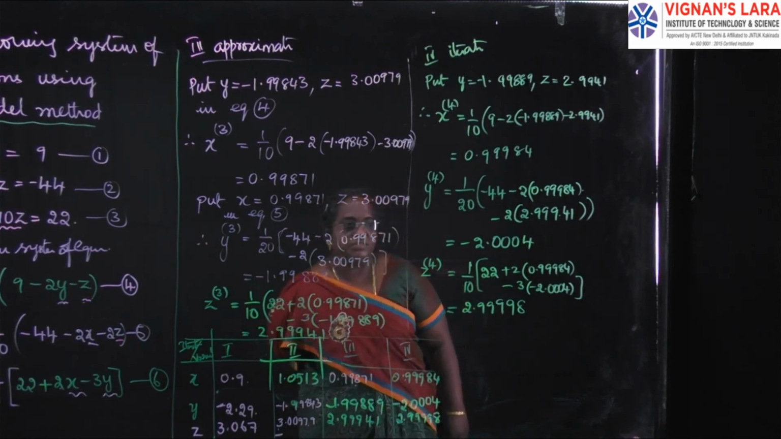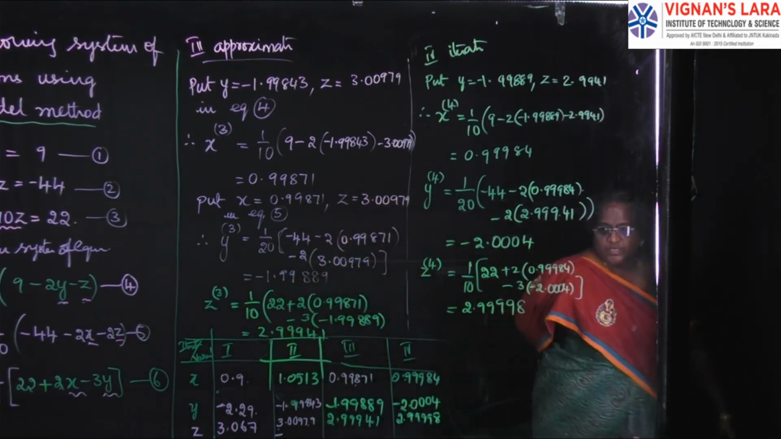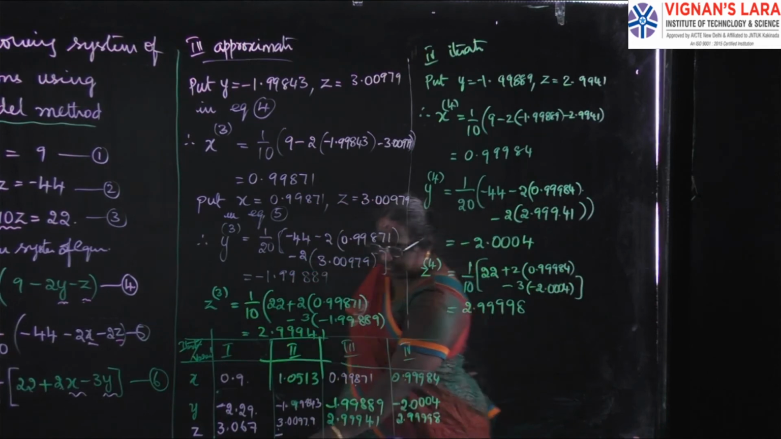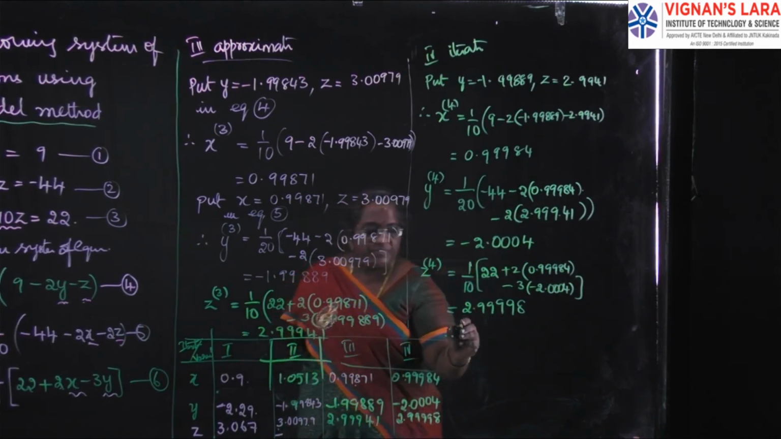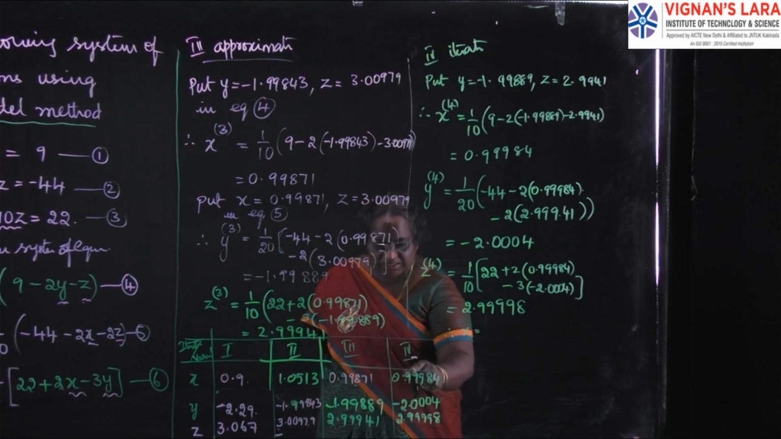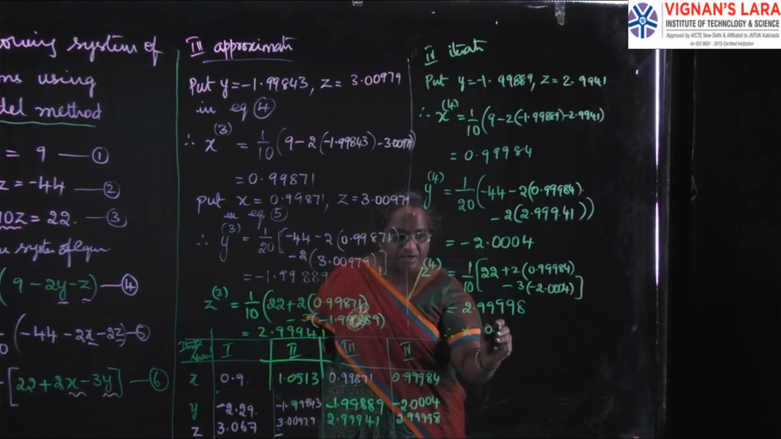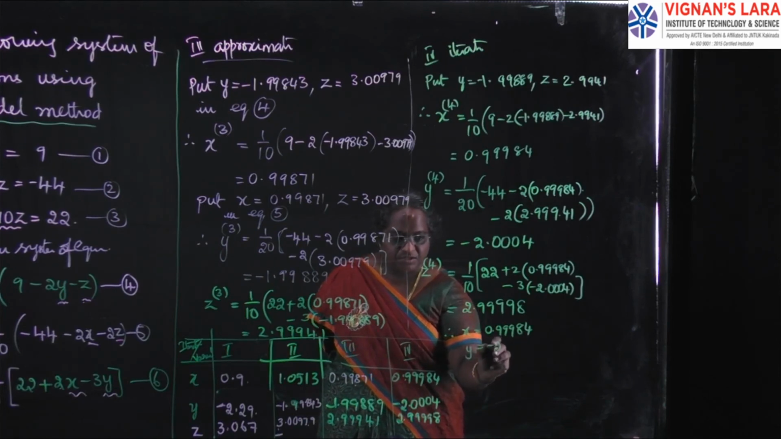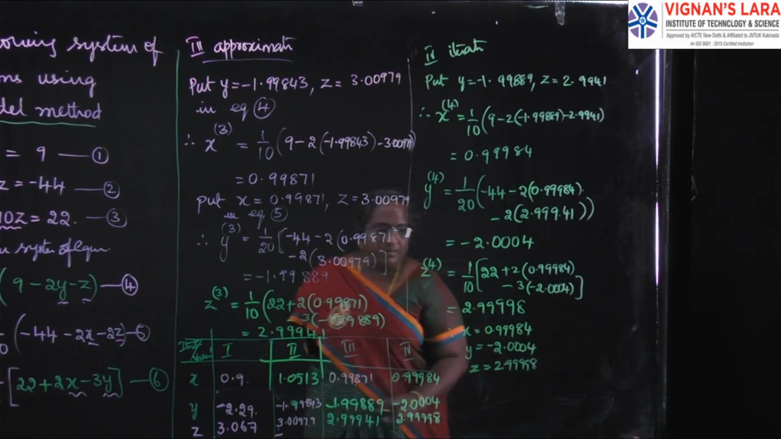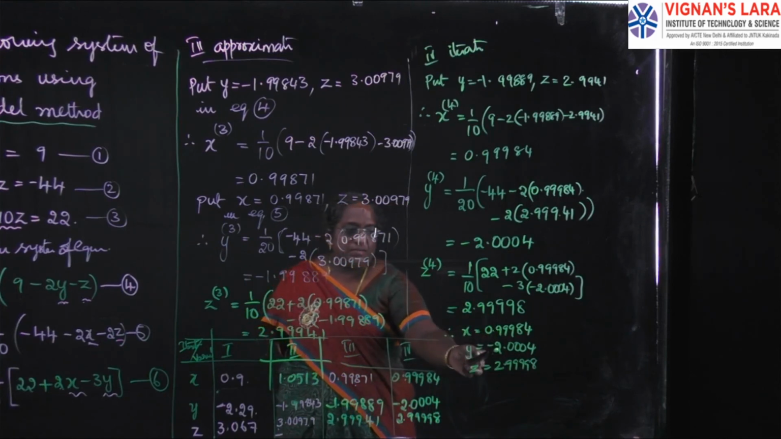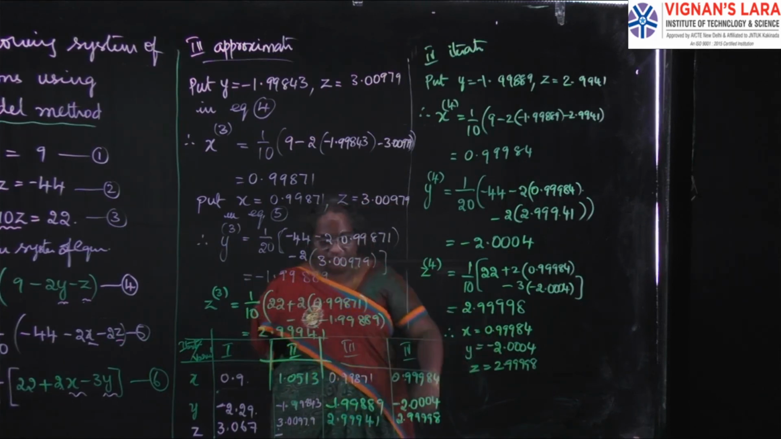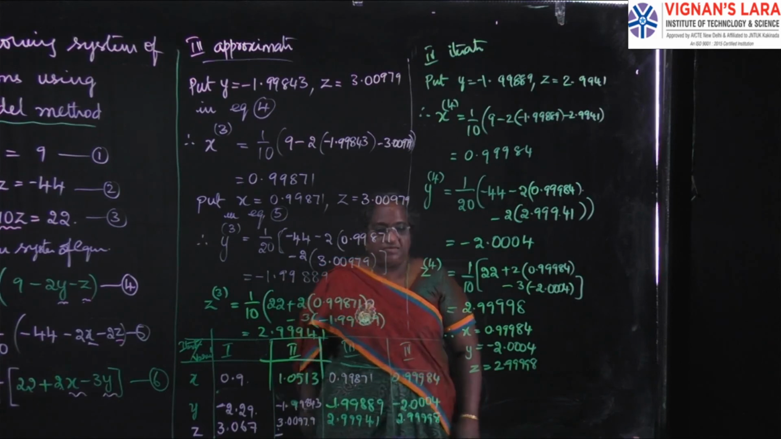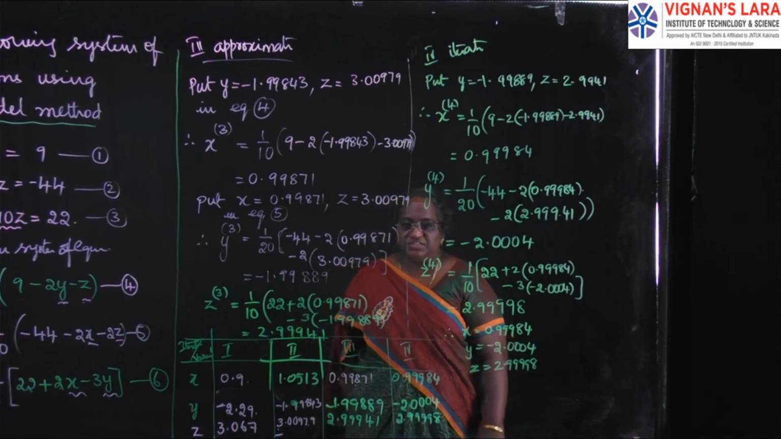See the problem once. So at the end we write the conclusion. Therefore, x is equal to, the last values whatever we have we will write, 0.99984, y is equal to minus 2.0004, z is equal to 2.99998. But we don't write it as 1, minus 2, 3. We will write the values whatever we get in the approximation at which we stop at the end.